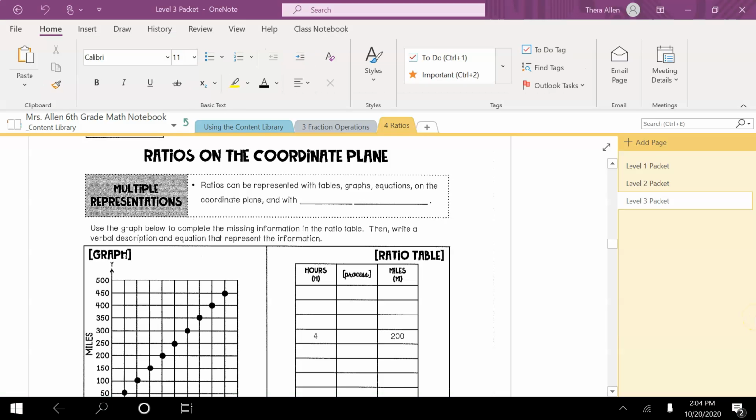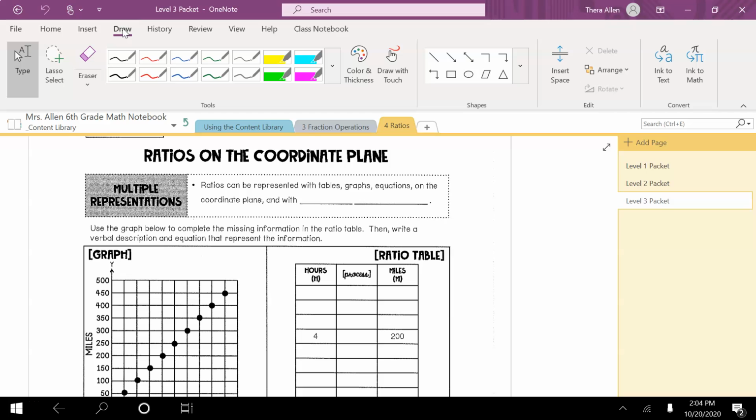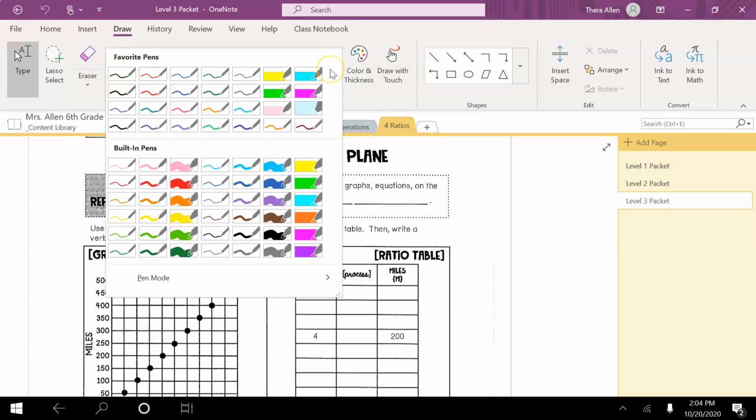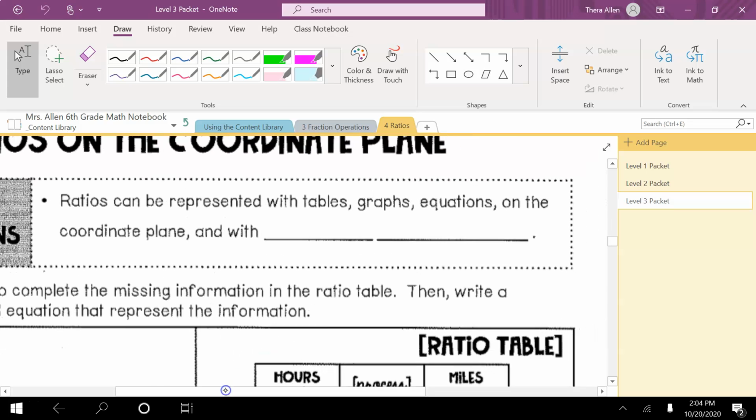We are going to discuss a little more about ratios on the coordinate plane today. Ratios can be represented with tables, graphs, equations on the coordinate plane, and with verbal descriptions. So that's what's going in that blank, verbal descriptions.